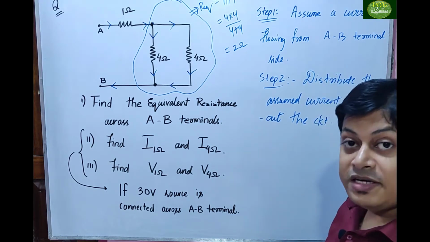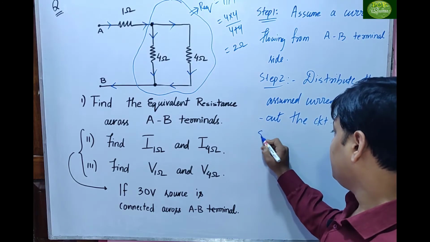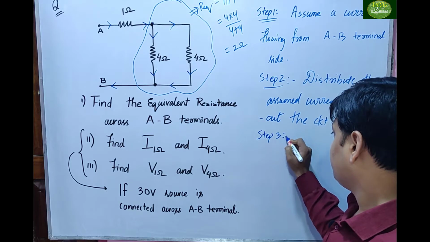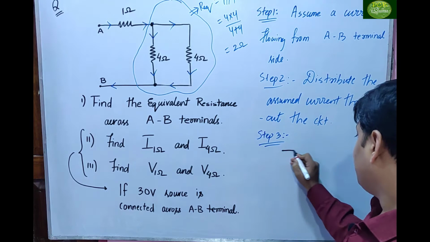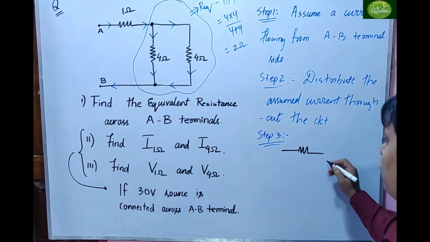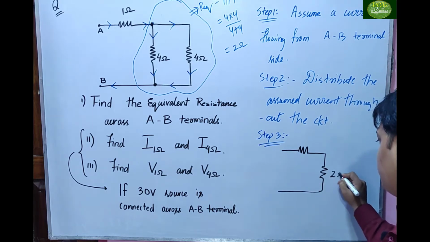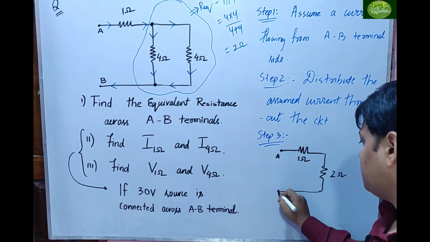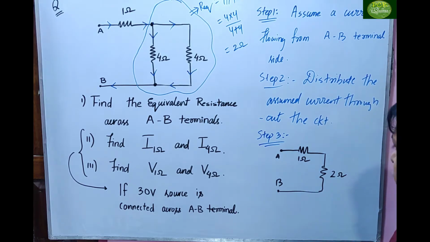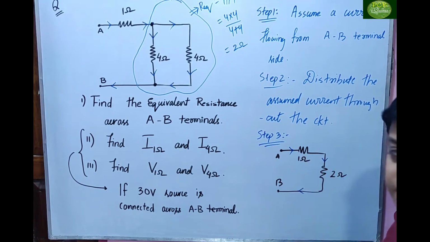Clear? So we will draw its equivalent resistance. Step 3. This is for the first part, the equivalent resistance. So this is a 1 ohm as usual. Next, the 4 ohm and 4 ohm is 2 ohm. This is the A terminal, this is the B terminal, and we know we are assuming the current in this way.